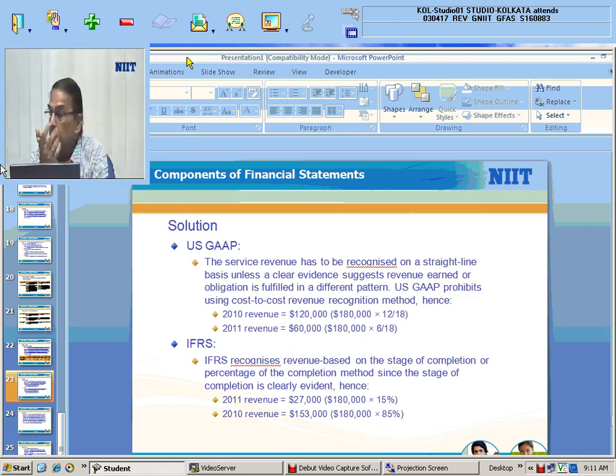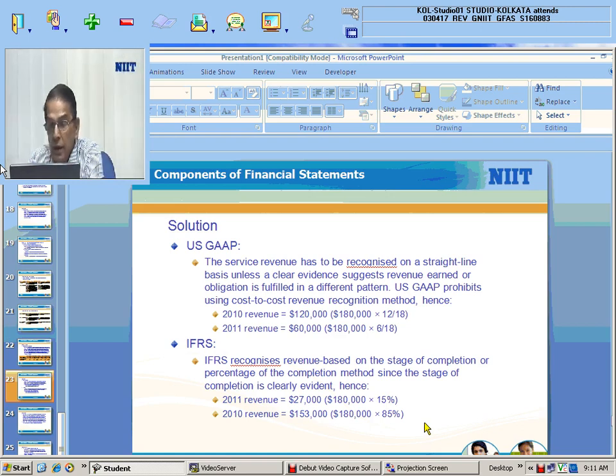But IFRS recognizes revenue based on the stage of completion or percentage of completion method. So the stage of completion is clearly evident on a cost-to-cost basis. Hence 2011 revenue is 1,80,000 into 15%, because 2010 revenue will be 1,80,000 into 85%. Because if you see from the last slide, up to December 31st, 2010, 85% of the cost has already been incurred.